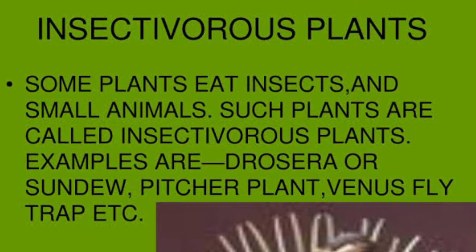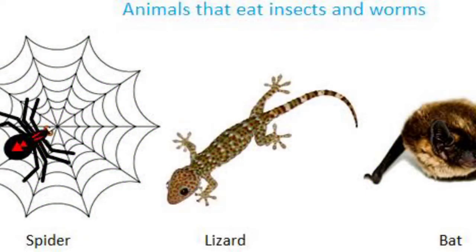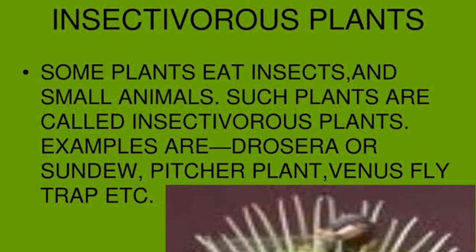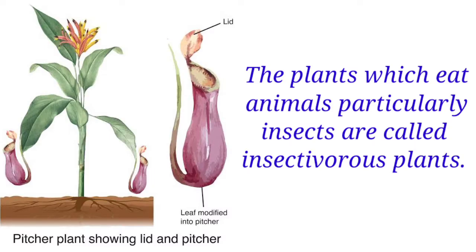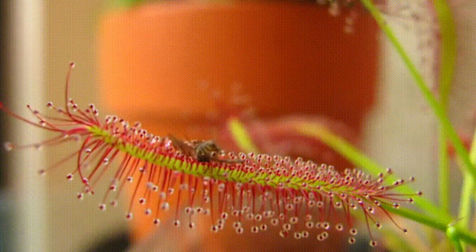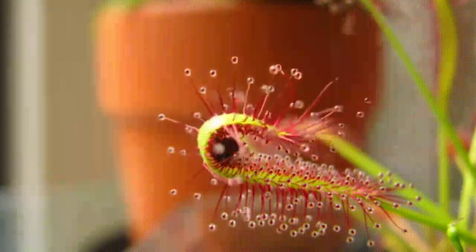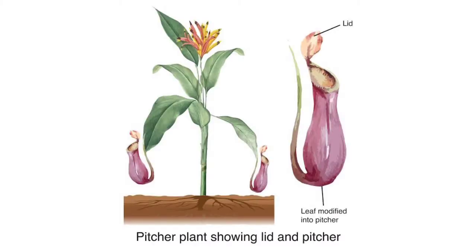Insectivorous plants. We all know that different animals eat different organisms, but have you ever seen or heard of plant-eating animals? There are some plants which feed on insects. Such plants are called insectivorous plants. The plants which eat animals, particularly insects, are called insectivorous plants or also carnivorous plants. These are green colored and prepare their own food. They eat insects because they grow in areas where nitrogen is lacking in soil. Example, pitcher plant.